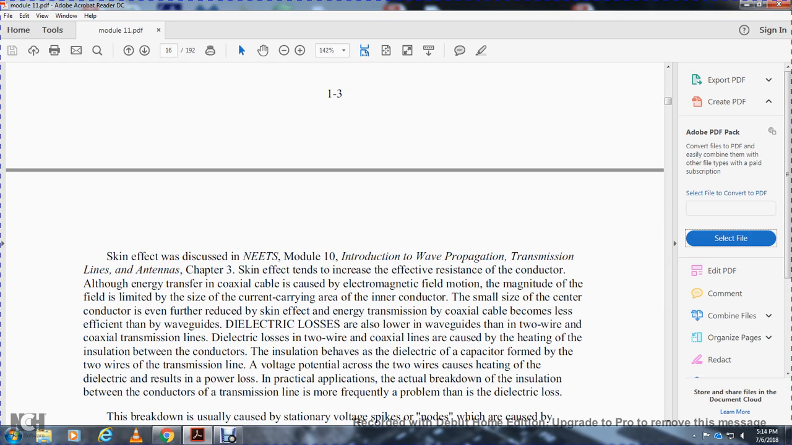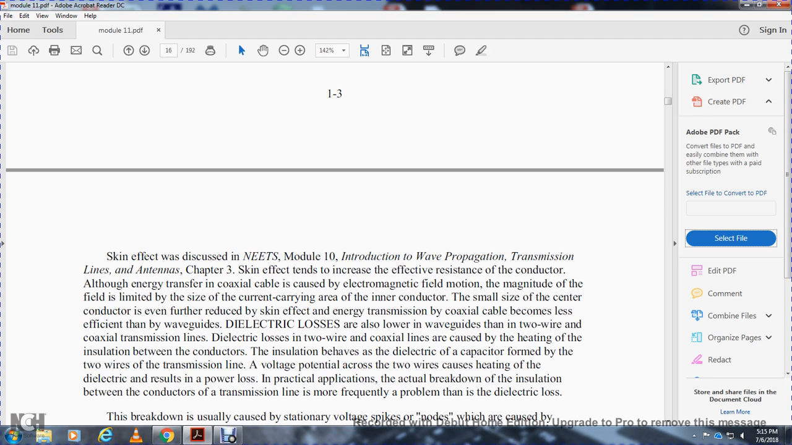Although the energy transfer in the coaxial cable is coupled with the electromagnetic field motion, the magnitude of the fields is limited to the inside of the current-carrying area of the inner conductor. The small size of the center conductor is further reduced by skin effect, so energy transmission by coaxial cable is less efficient than by waveguides. Dielectric loss is also lower with waveguides than in two-wire and coaxial transmission lines.